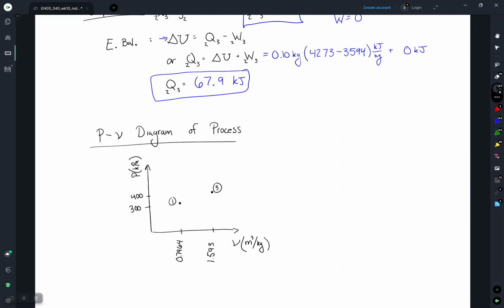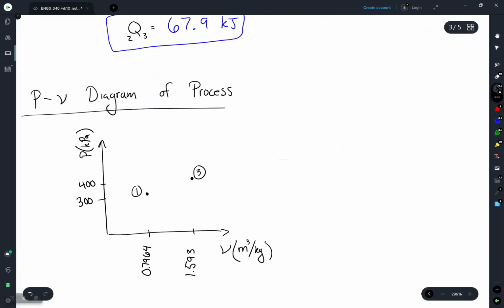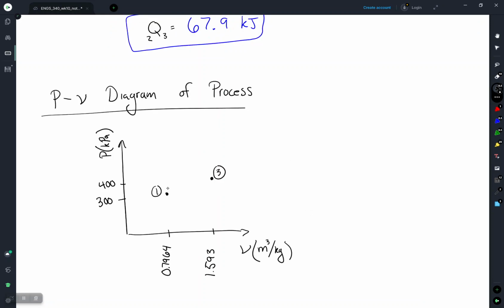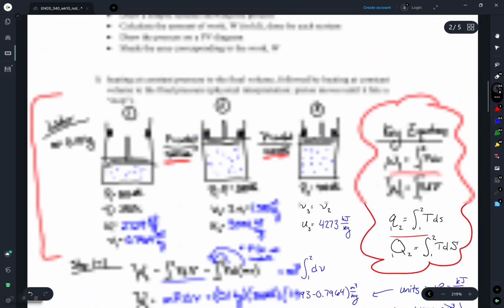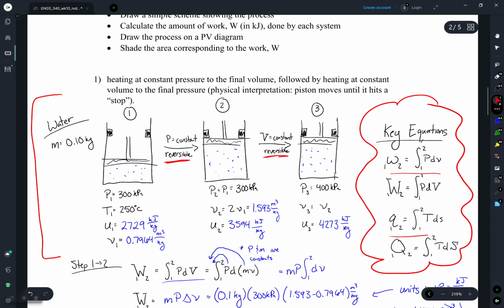So for this particular process, our first step is a constant volume increase in pressure. A constant pressure increase in volume. So we're going this way from 1 over to 2, and then we hit, right, if we scroll up. So this first step here, the volume is changing, but the pressure is not, right? Pressure is 300 and 300.